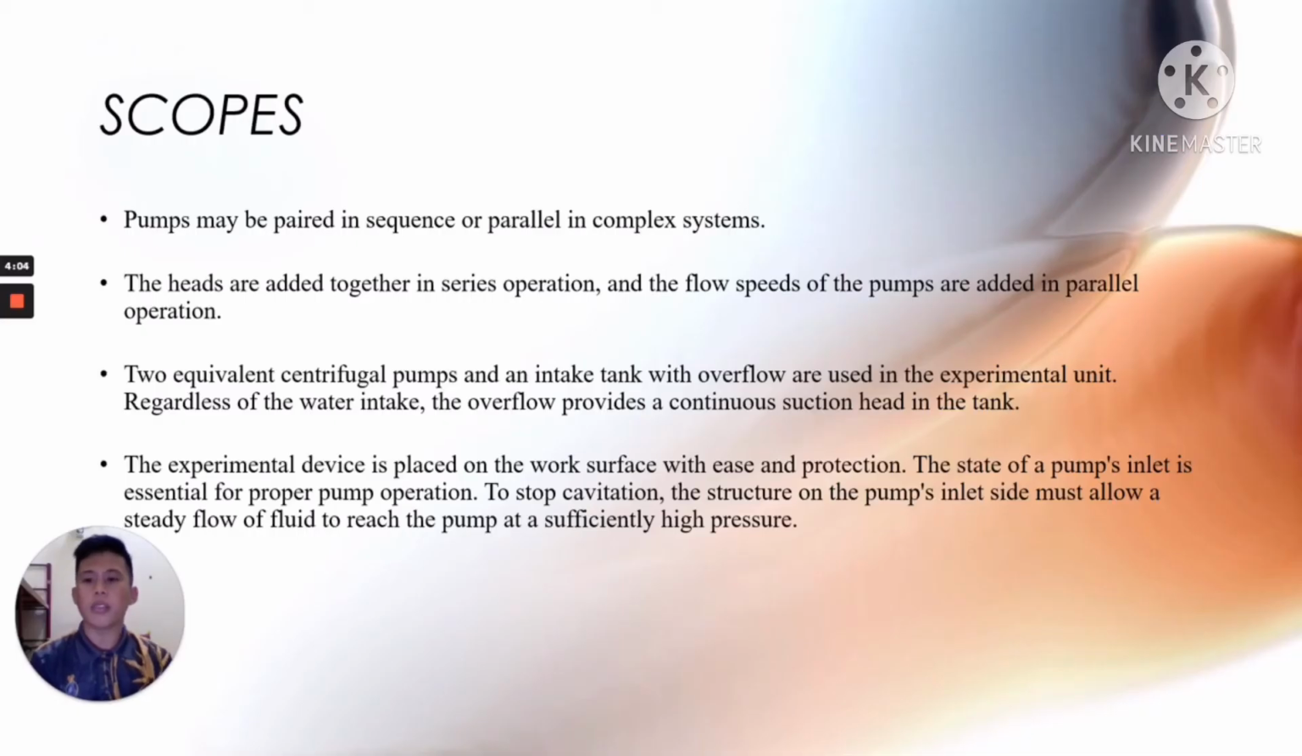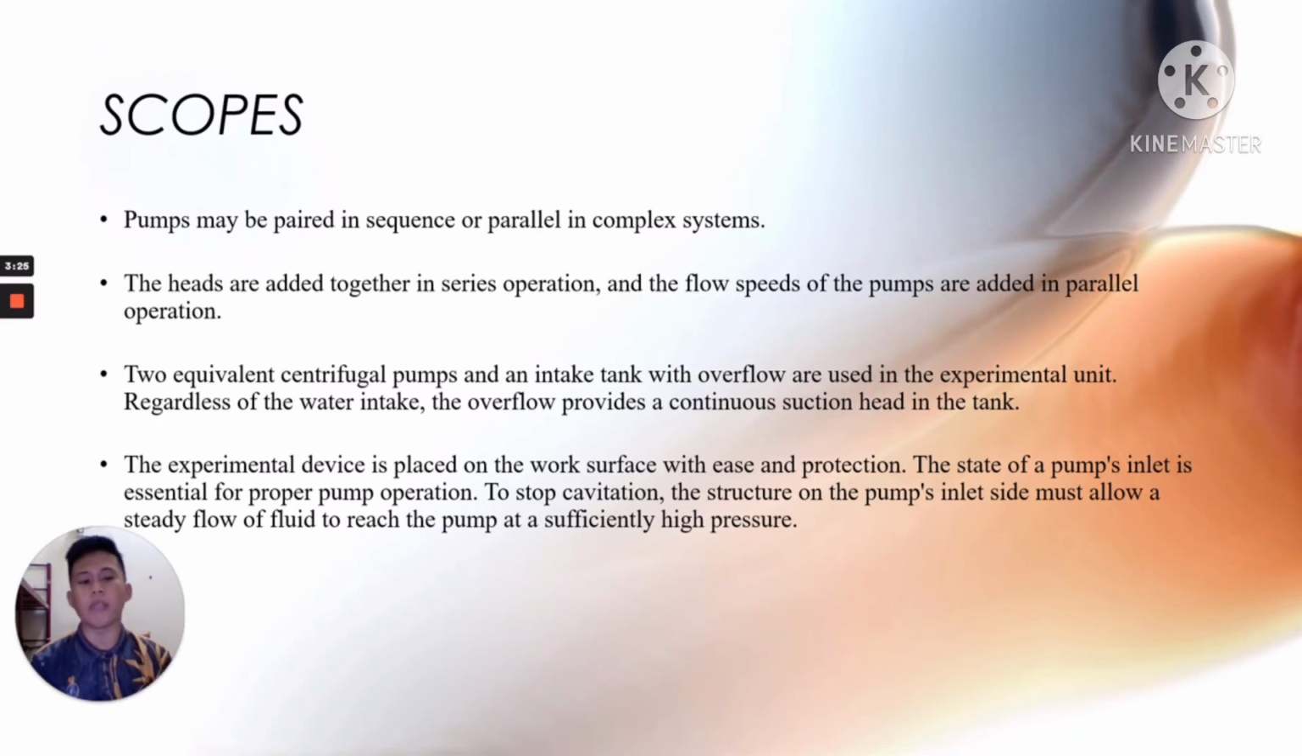For our scope, the pumps may be paired in sequence or parallel in a complex system, and the heads are added together in series operation, and the flow rates of the pumps are added in parallel operation. Two equivalent centrifugal pumps and an intake tank with overflow are used in the experimental unit. Regardless of the water intake, the overflow provides a continuous suction head in the tank. And lastly, the experimental device is placed on the work surface with ease and protection.